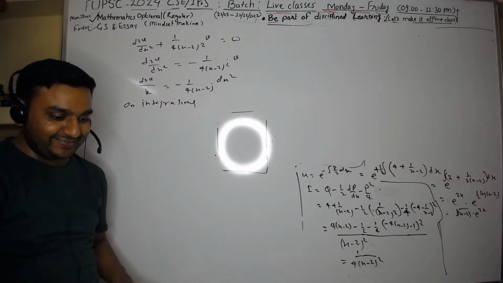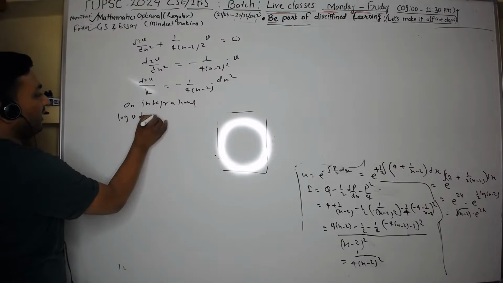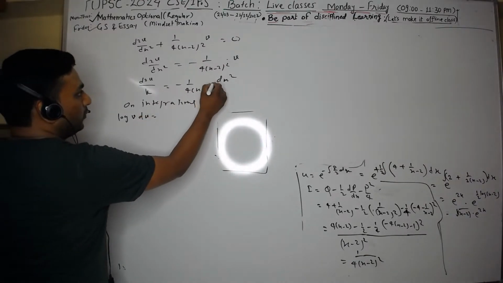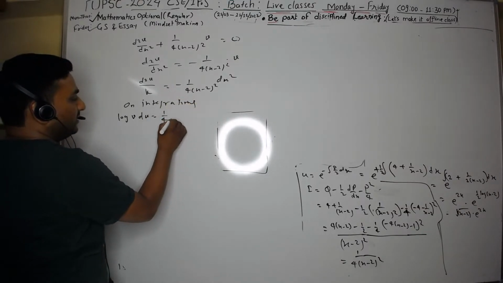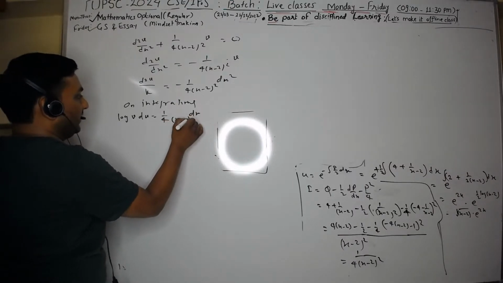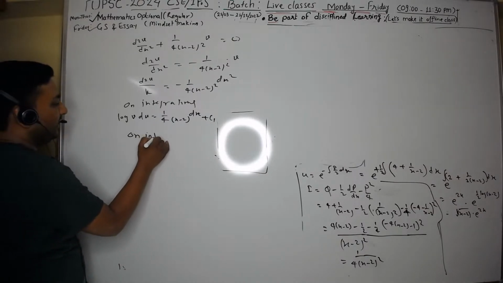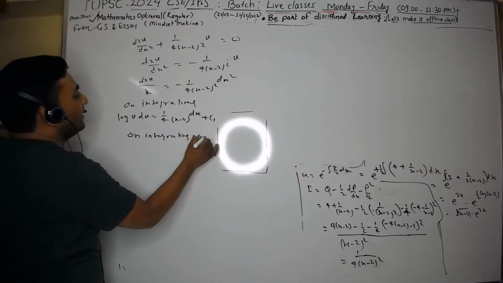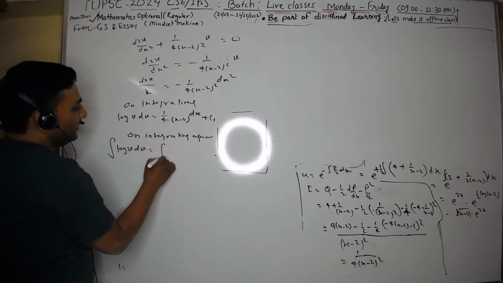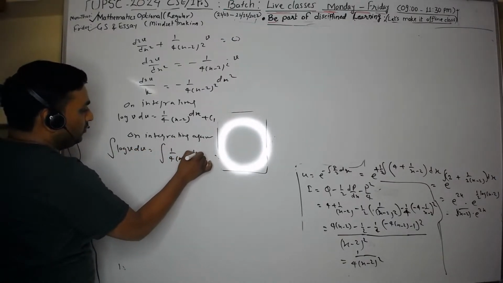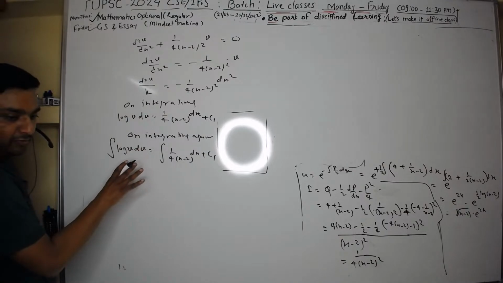Integration. Chaliye. This you will have log v dv equals minus 1 upon 4 (x minus 2) whole square. So minus 1 upon 4 will remain outside, x minus 2 will come inside as minus 1, so that is dx plus some integration constant c1. On integrating again, right my dear? So what you will have, log v dv equals 1 upon 4 (x minus 2) dx plus c1. Fair?